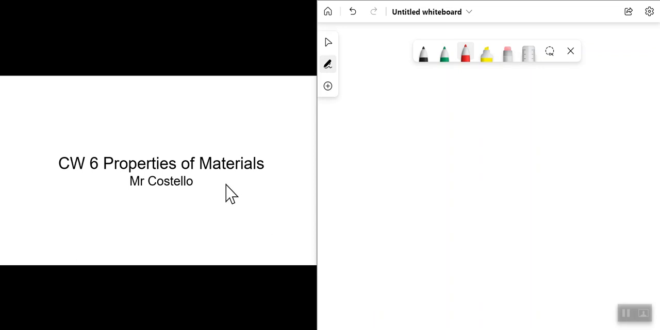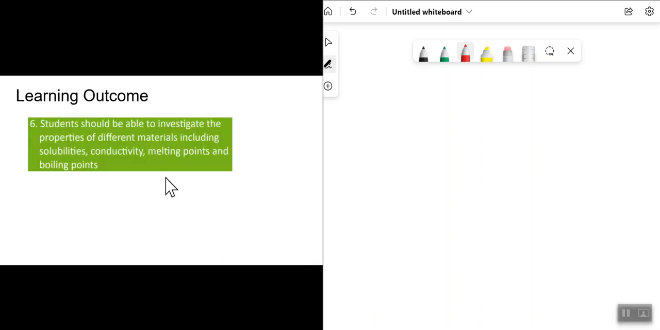So in this lesson we are going to look at the properties of materials. The learning outcome: students should be able to investigate the properties of different materials, including solubilities, conductivity, melting point and boiling point.